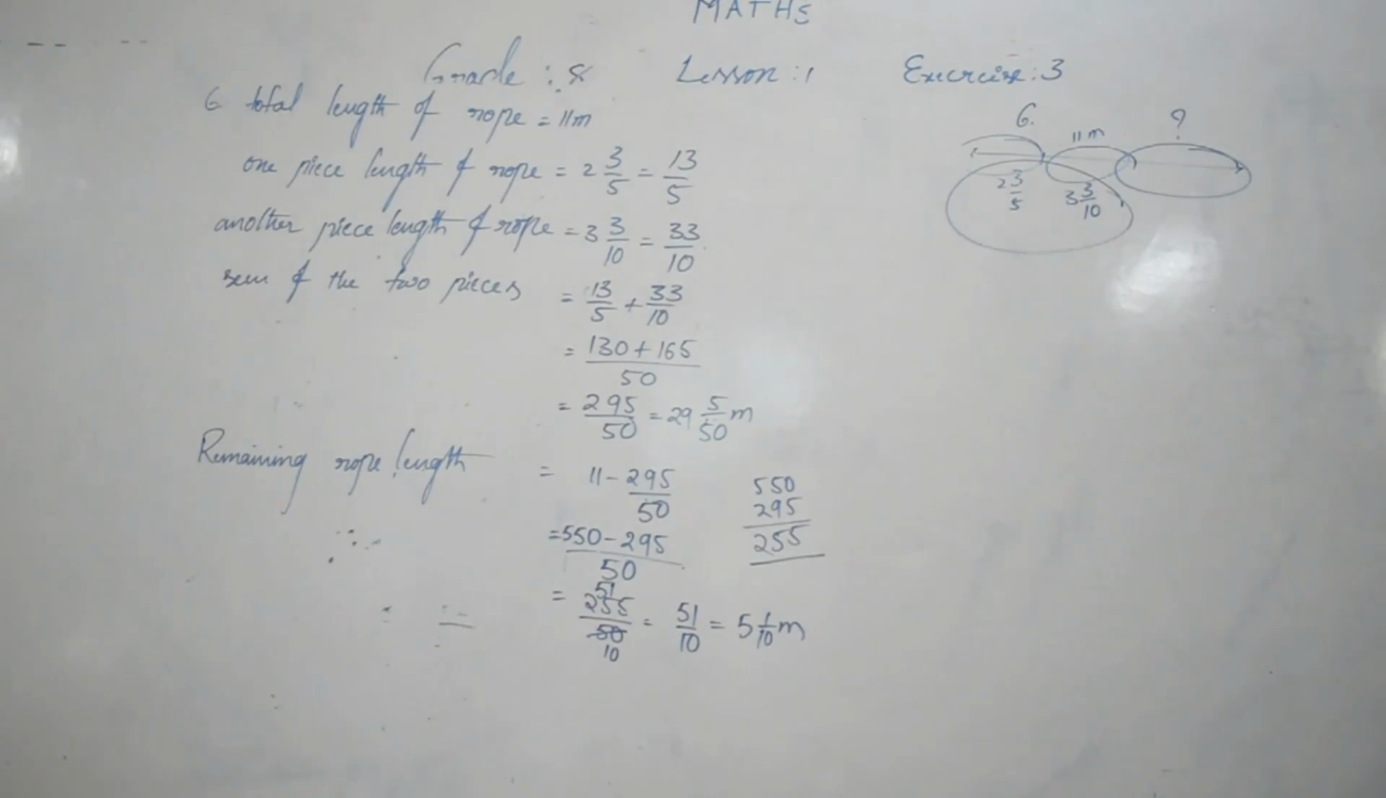Next one. Fifth problem: if 2 by 5 of a number exceeds 1 by 7 of that number by 36, find that number.